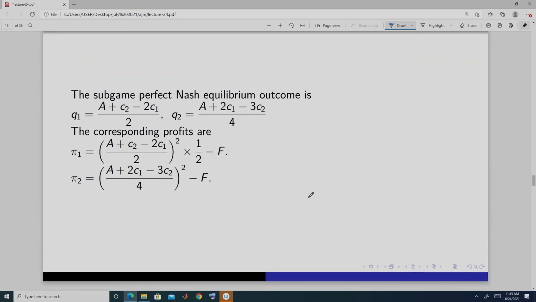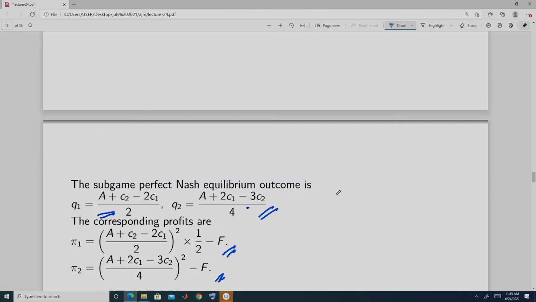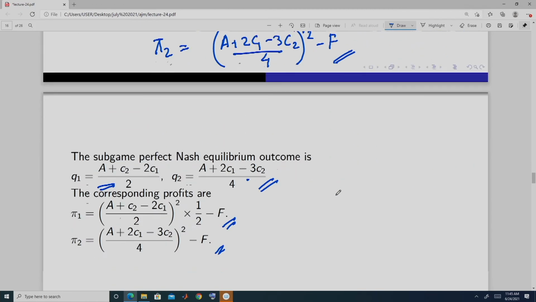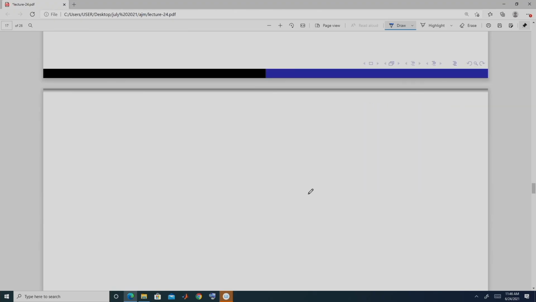So, here the subgame perfect Nash equilibrium outcome is this output for firm 1, and this is the output for firm 2, and the profits are this. This will be decided in stage 1 and this will be decided in stage 2, and these are the profits, right. Now, we can compare the profits, whether the profit of firm 1 is greater than the profit of firm 2.